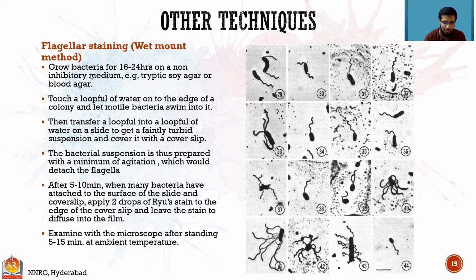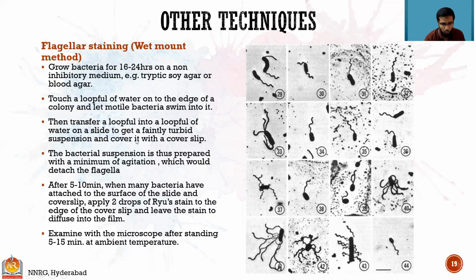Touch a loopful of water onto the edge of a colony and let motile bacteria swim into it. What it means is, take a slide and put some solution of bacteria, and add a drop of water to the end so that the bacteria that have flagella can swim into the water and get away. Bacteria having flagella will be swimming into the water and getting away.